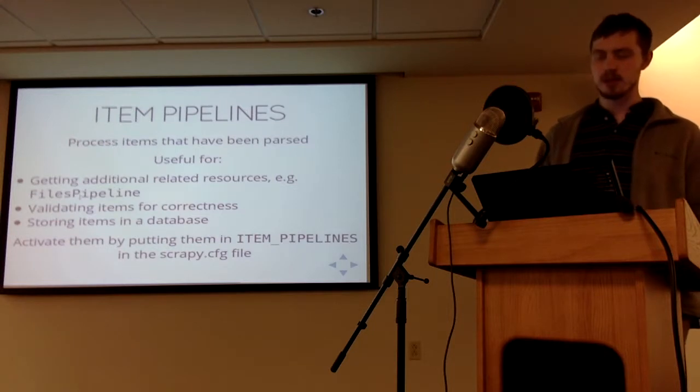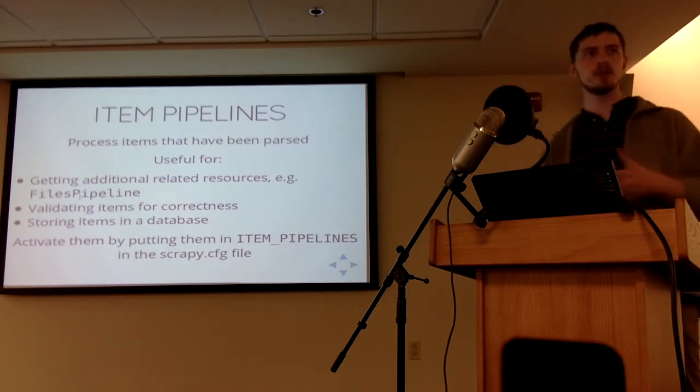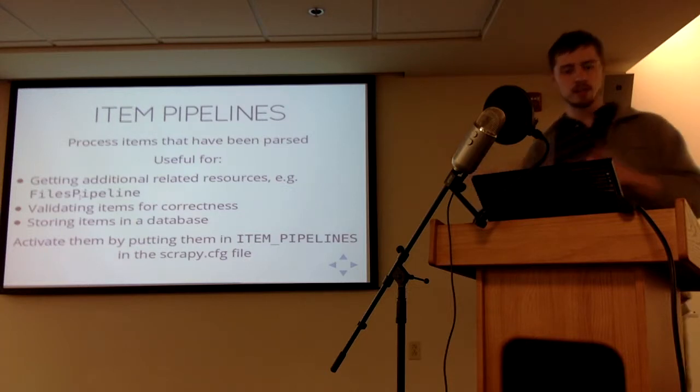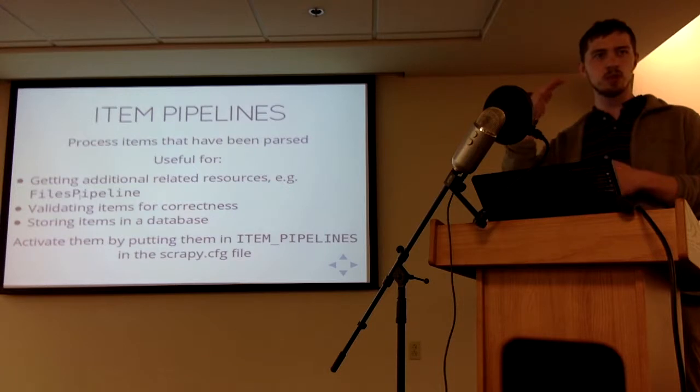Now, item pipelines, these are the things that process your scraped items. So you've gone through the HTML, you've pulled out the data you need, you filled your item in. Now Scrapy will send them to an item pipeline. Now these are configurable. You can set the order, the precedence, when you want them to run.